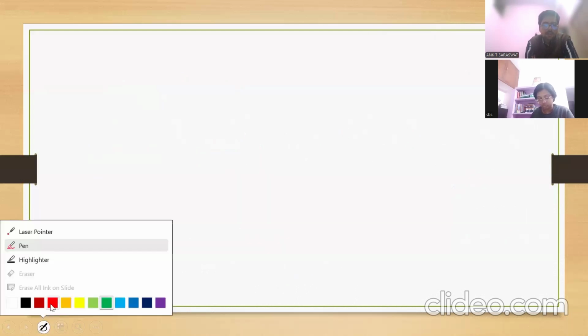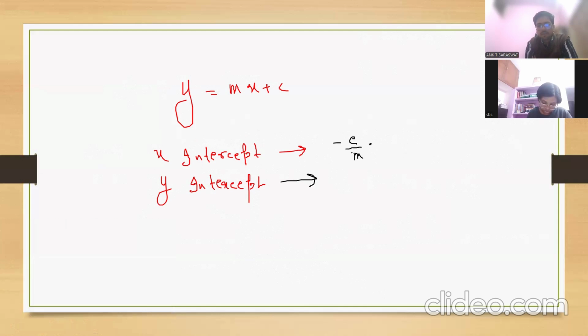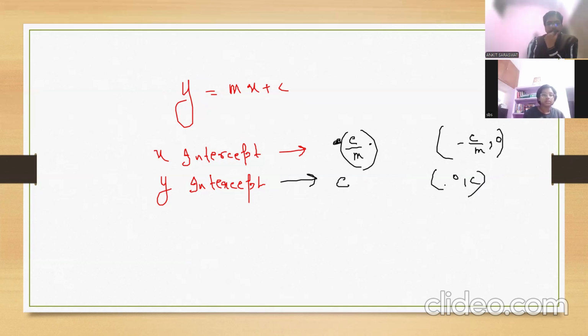Now, we have understood the concept. See, y is equal to mx plus c. If I ask what is the x-intercept, can you tell me? And the y-intercept? The x-intercept is minus c by m. Coordinate will be minus c by m, comma 0. Intercept means length of portion. The y-intercept is c, or the point 0 comma c. For the x-intercept make y 0, for the y-intercept make x 0.